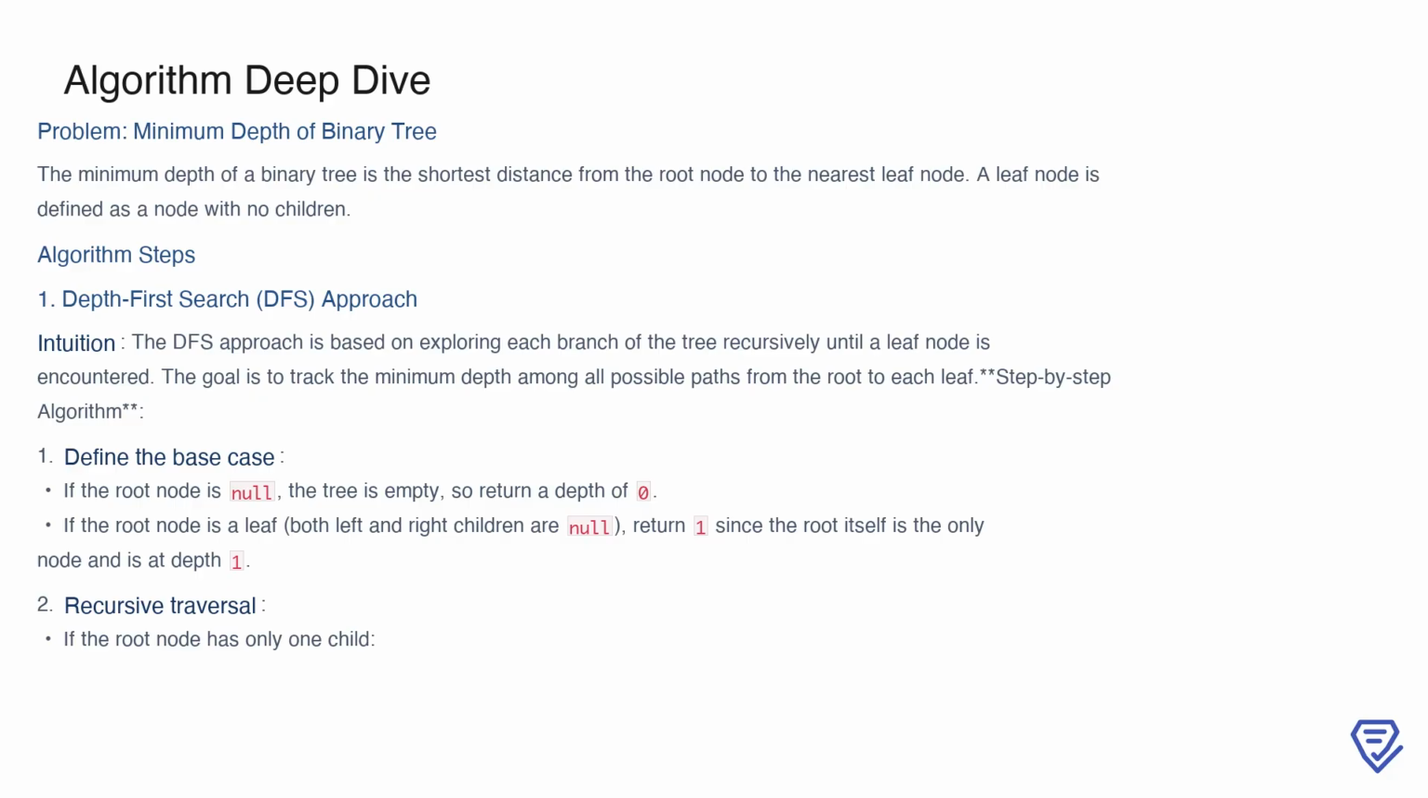The algorithm begins by defining a base case. If the root node is null, the tree is empty, and the depth is 0. If the root itself is a leaf, we return 1, as it represents the minimum depth. From there, we proceed with recursive traversal, focusing on handling cases where the root has only one child or both children. Let's dive deeper into these steps next.